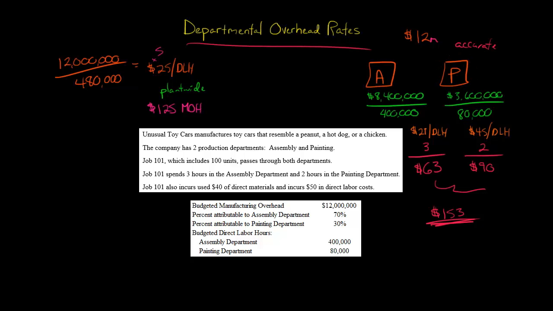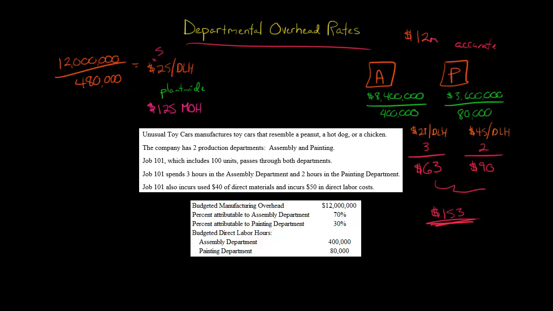With a single plant-wide rate, you can think of it as basically just an average, so we weren't capturing that. Here we're getting the differences, and we're saying it's more than twice as expensive. The rate is more than double to be in the painting department than it is in the assembly department.